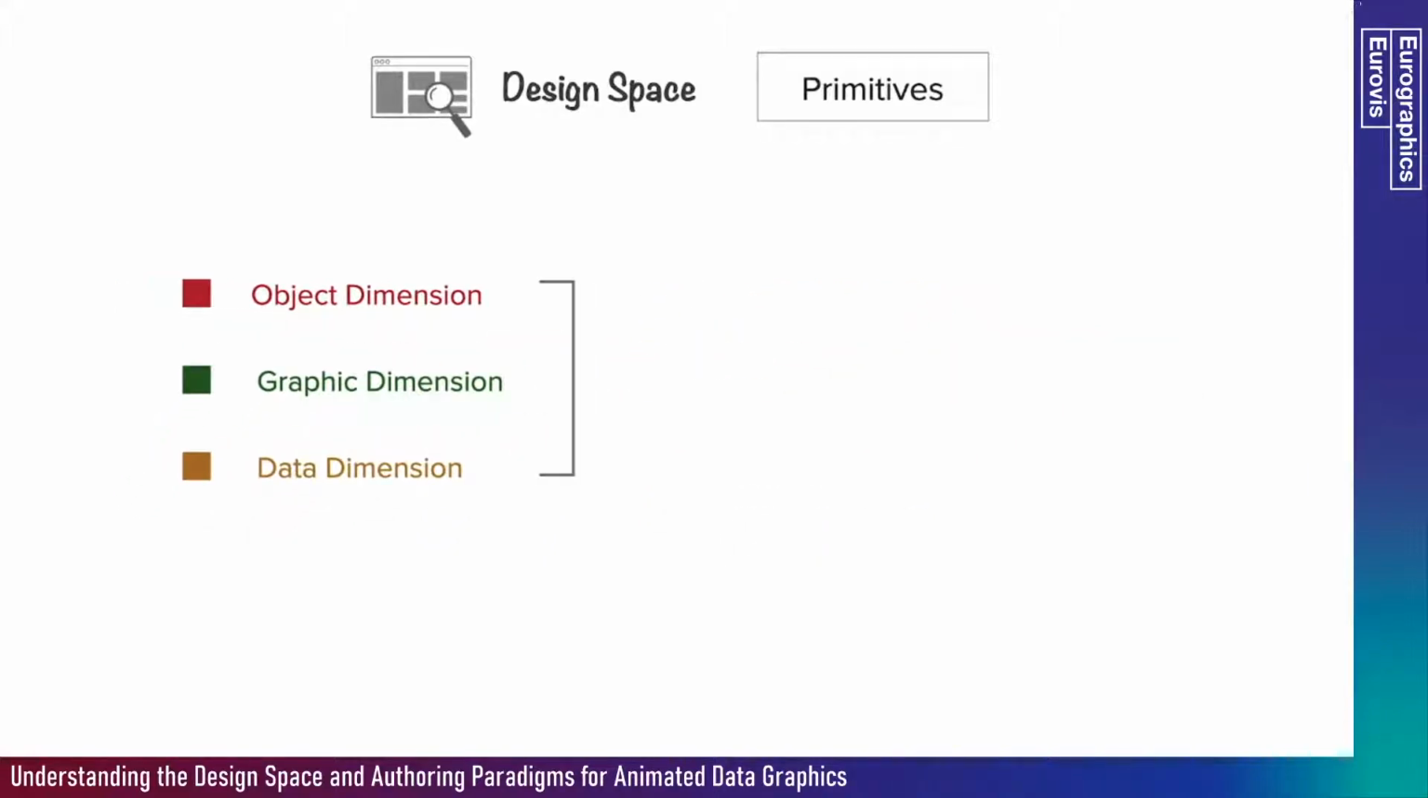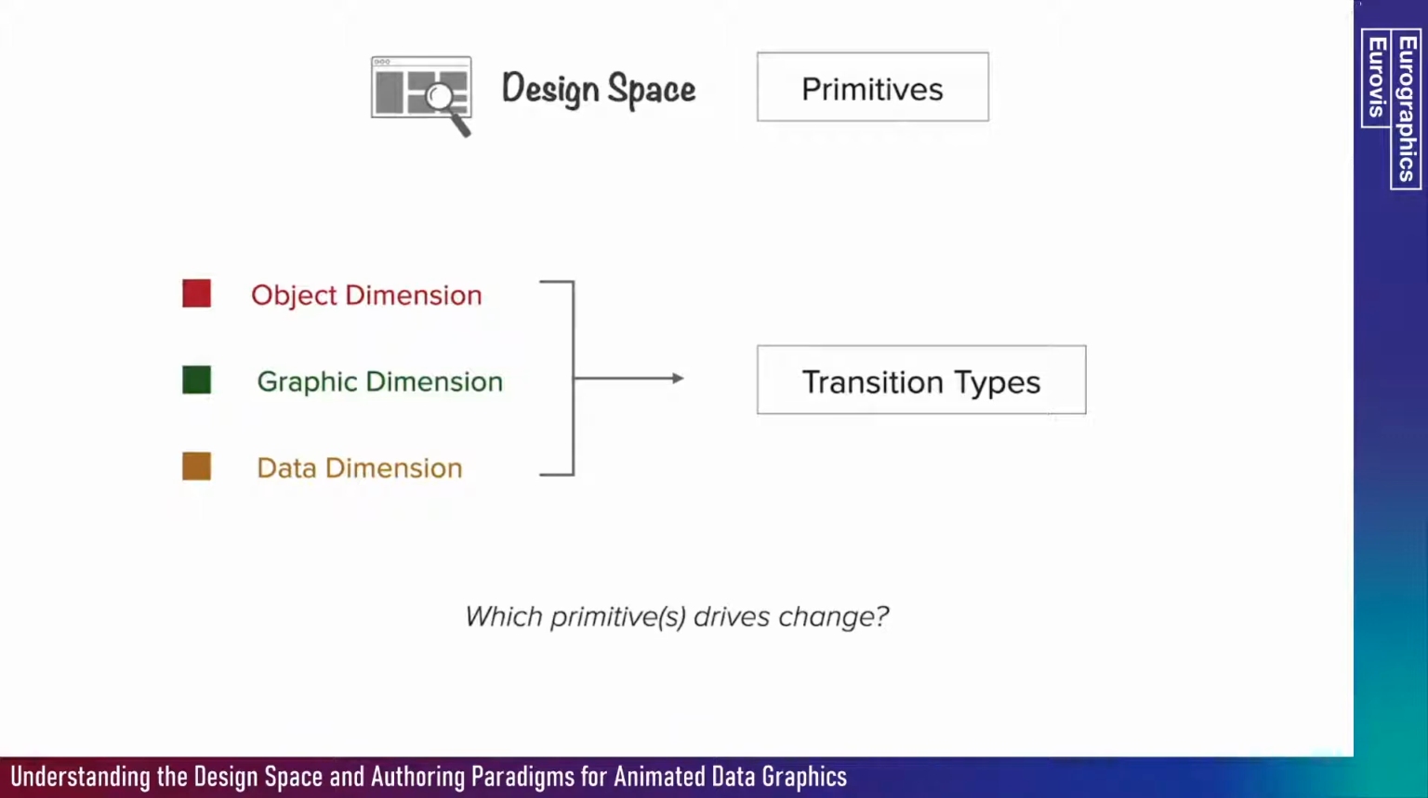Next, we'll recognize a set of 10 transition types based on the primitives from the object, graphic, and data dimensions. Transition types are differentiated by which primitives drive change between start and end of an animation.